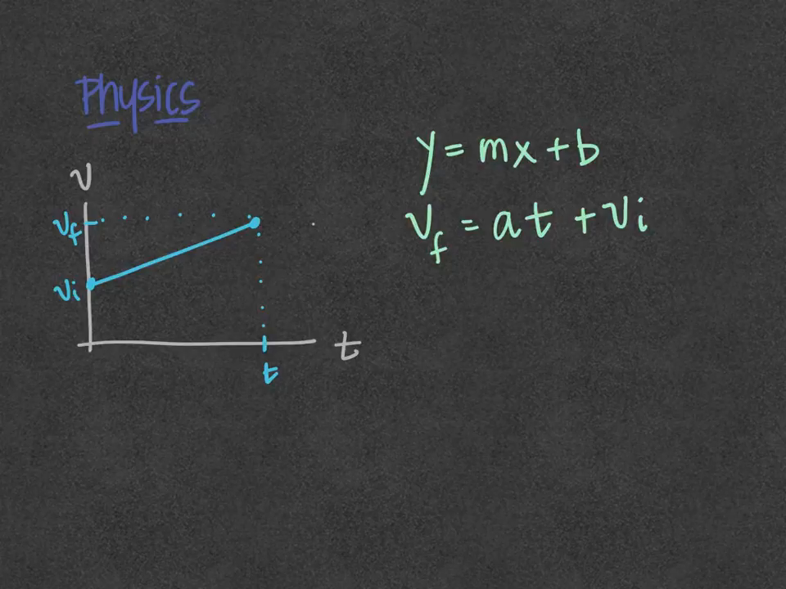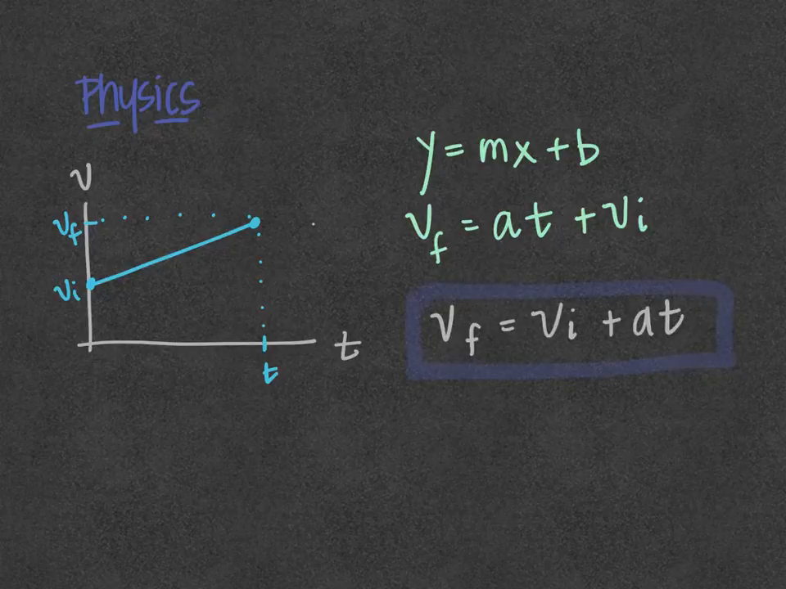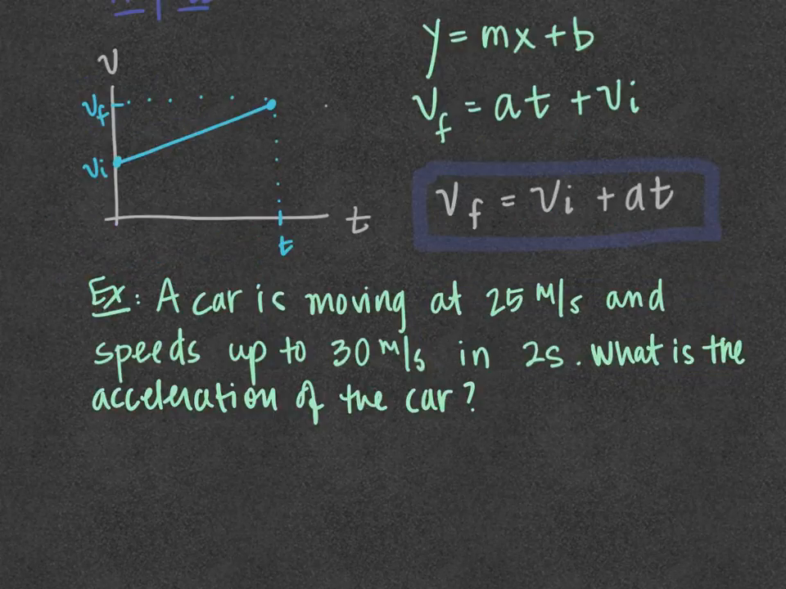However, most times you won't see the equation written in exactly this form. We usually see it written as v final is equal to v initial plus at. This is just like the equation we wrote when there was an initial velocity of 0, but this time we want to make sure that we recognize that when our initial velocity is not 0, we need to account for it. We can solve a problem like this one.